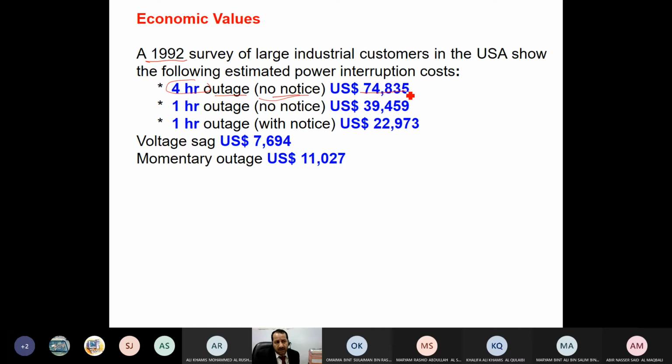How much did they lose? Around 75,000 US dollars, for only 4 hours. For another 1 hour, they lost around 40,000 US dollars. For 1 hour but with notice, they again lost around 23 thousand. Voltage sag, which happened for a microsecond or millisecond, but look how much it cost them. A momentary outage, it goes and comes back, and look how much it cost them. So at the end, any disturbance in your supply will reflect on the cost, how much you lose.